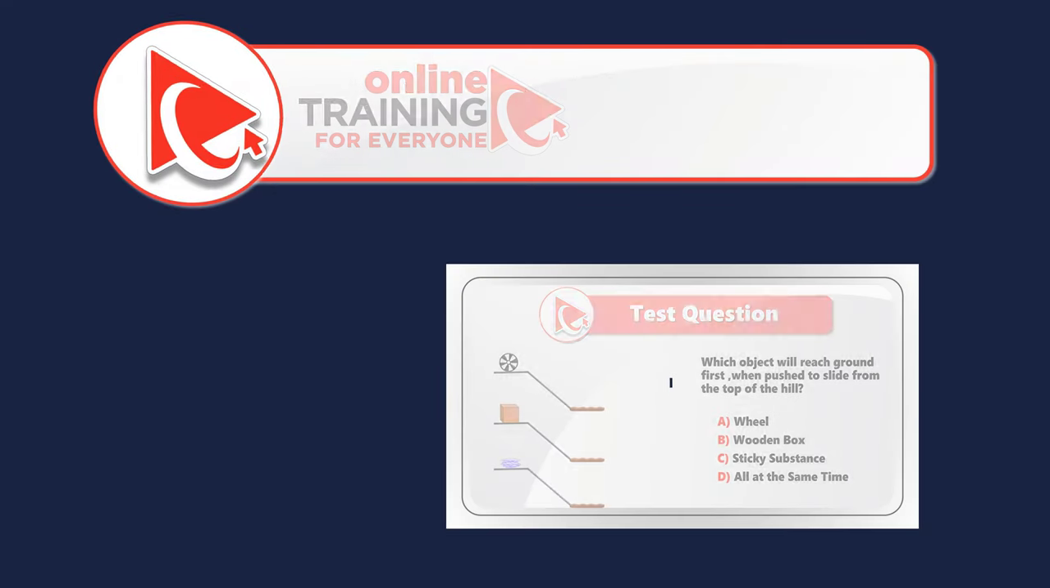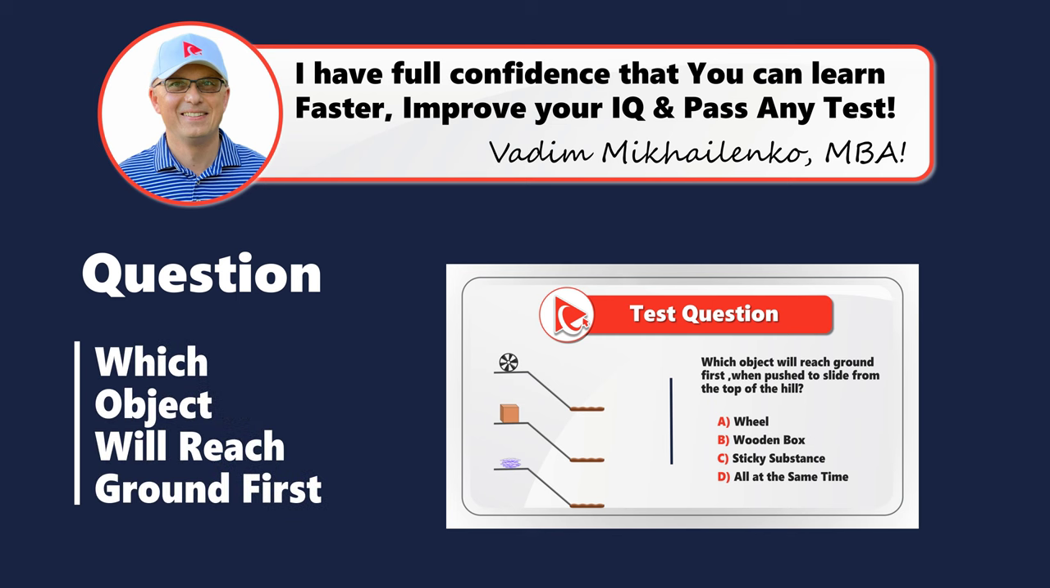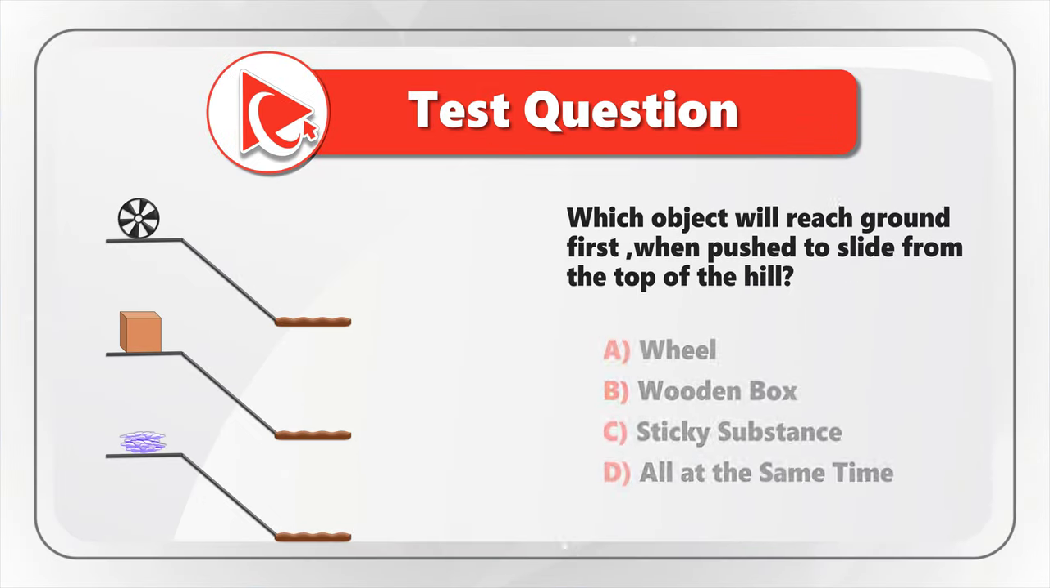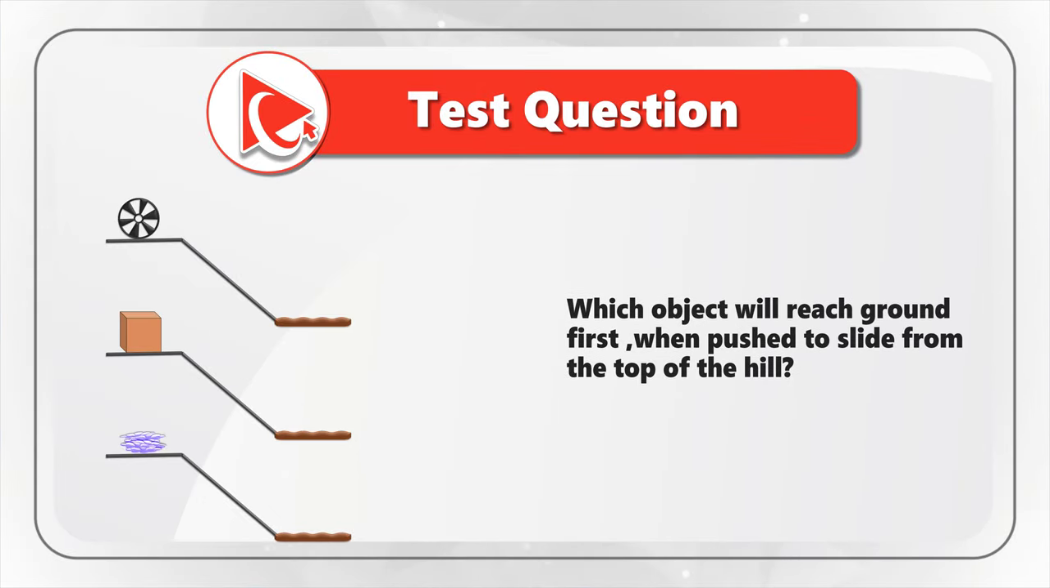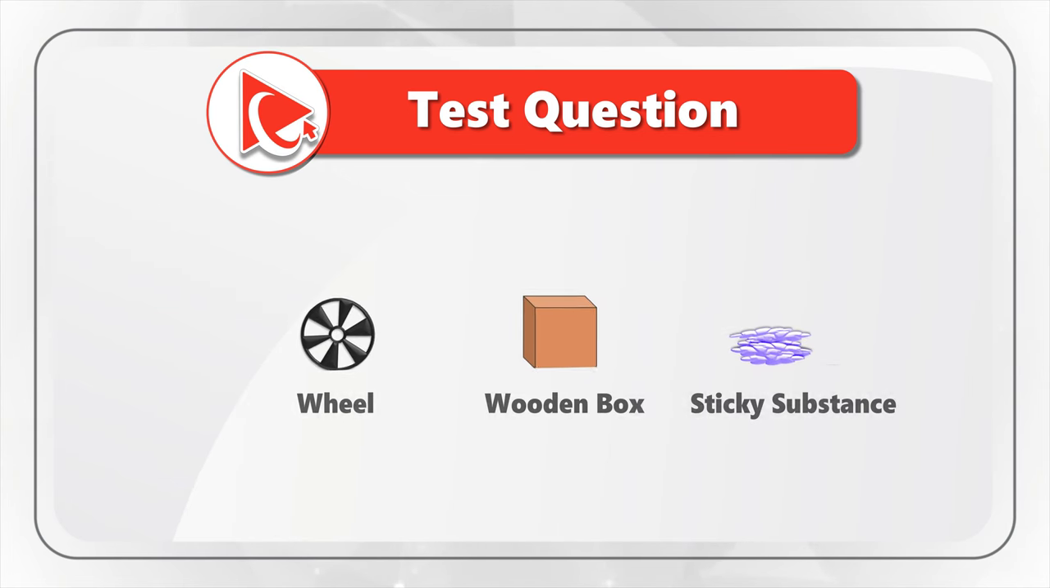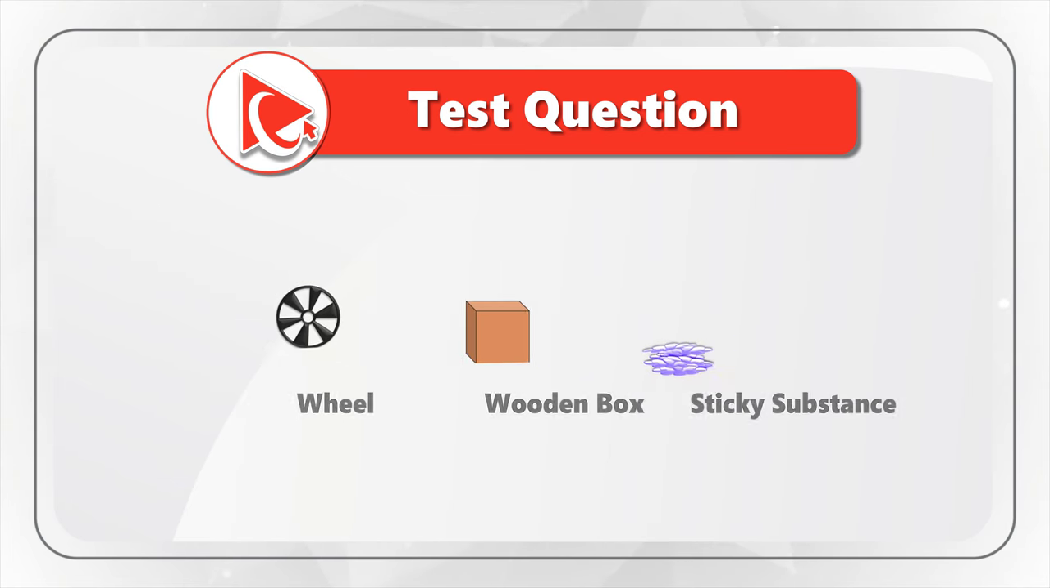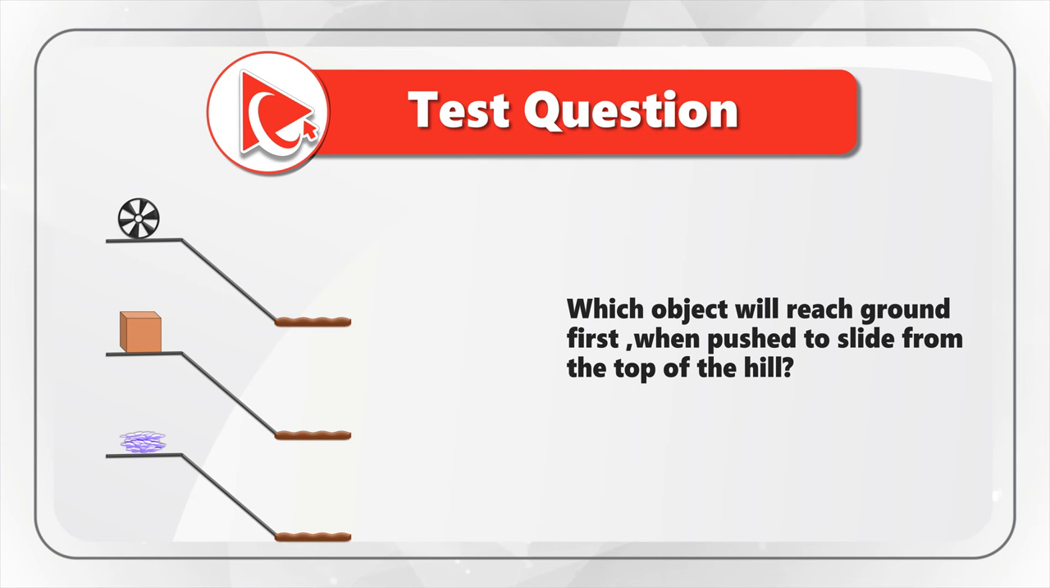Here's an amazing question which tests your knowledge of objects, their properties, and the way they move from the top of the hill down to the ground. You're presented with three different objects, and you need to determine which object will reach the ground first when pushed to slide from the top of the hill. You have four possible choices to select from.